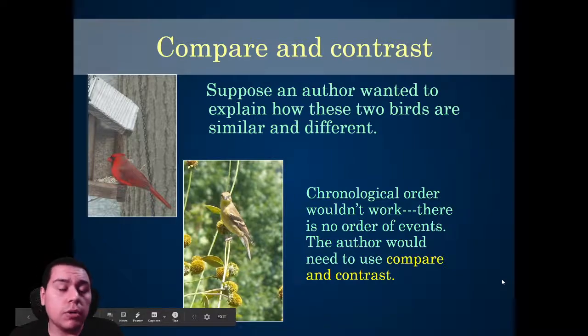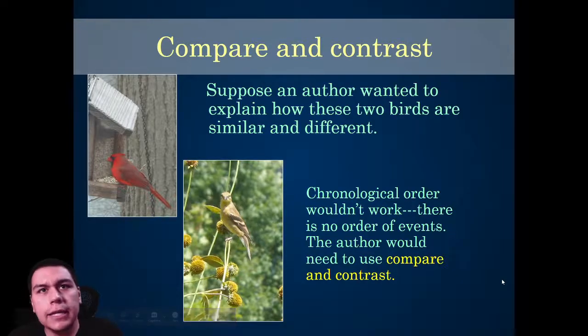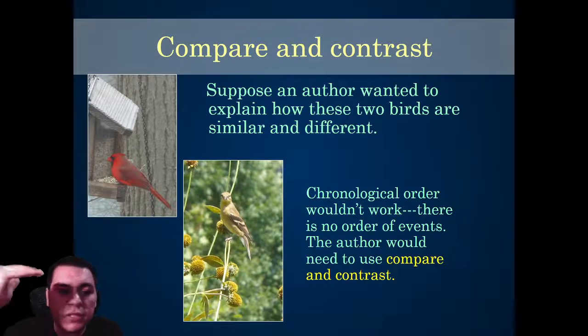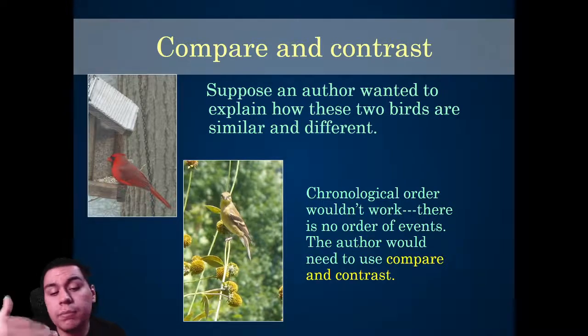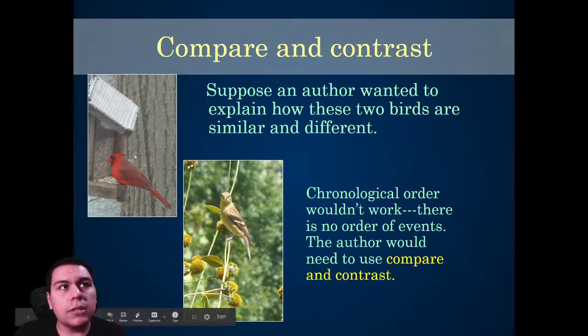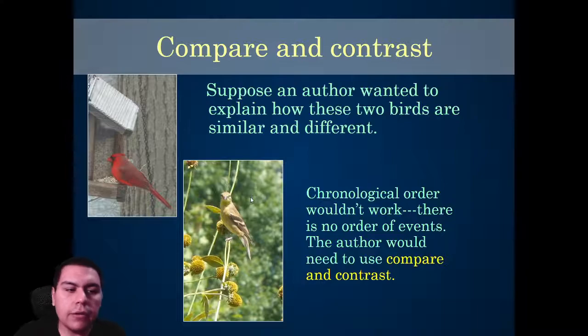Chronological order doesn't help us. That just gives us a sequence of events. If I was explaining the life cycle of the birds, it'd be perfect. But I don't want to talk about the life cycle. I want to talk about how this red bird and how this yellow bird are similar and how they're different.